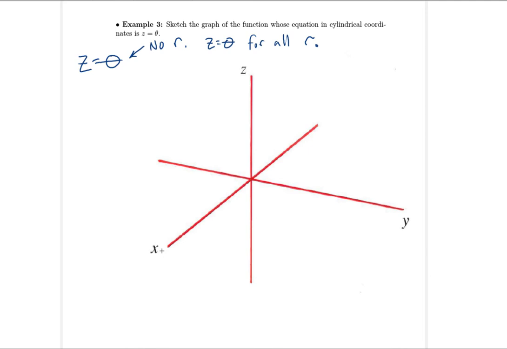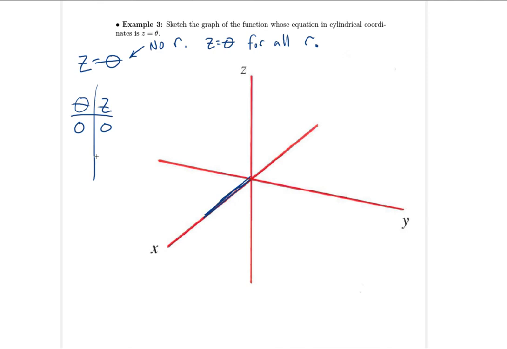So here's what we're going to do. For z equals theta, let's go ahead and just make a table, right? So when theta equals 0, that means z is 0. So theta being 0 is when you're along the x-axis. So I'm just going to draw a line right here. I'm going to go ahead and stop it right there, though. Okay.